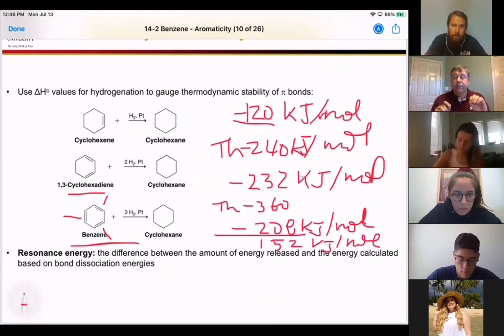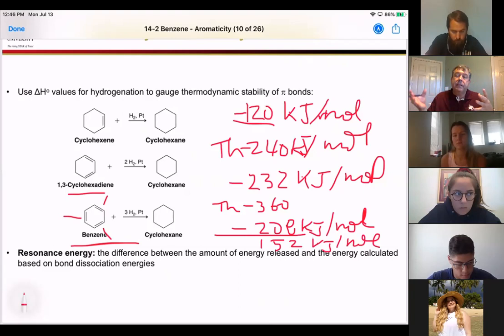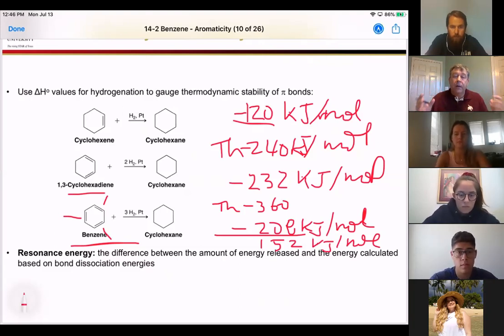So if there's energy that keeps that in there, that means that in the reactions we're going to be seeing in the next chapter, the return to that aromaticity is going to be a driving force, okay? And we call that difference in energy our resonance energy. That's the difference between the energy released from isolated systems and the energy released on the system we have.